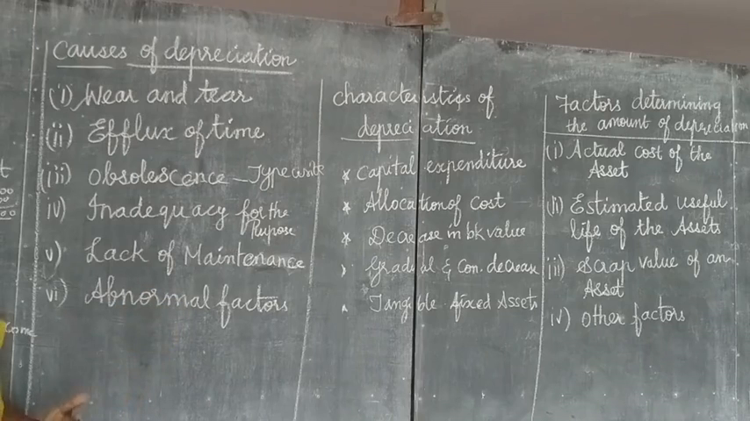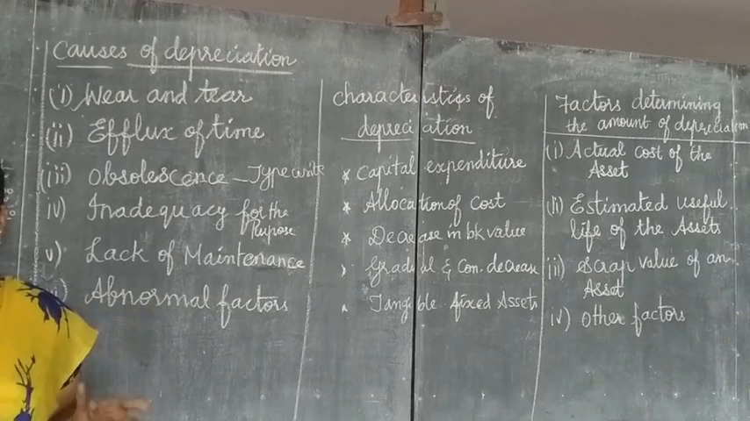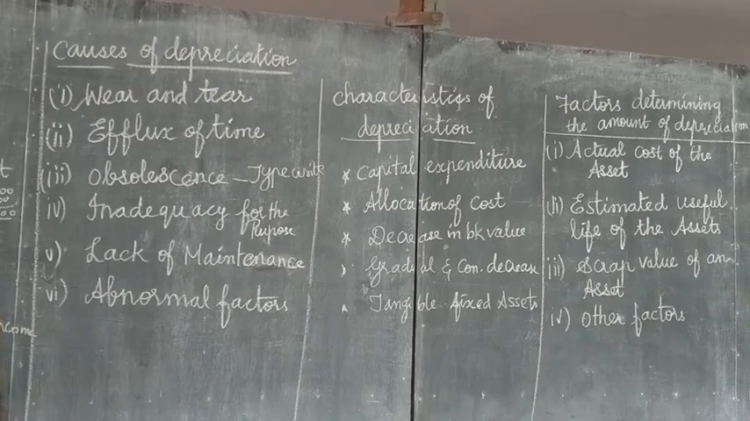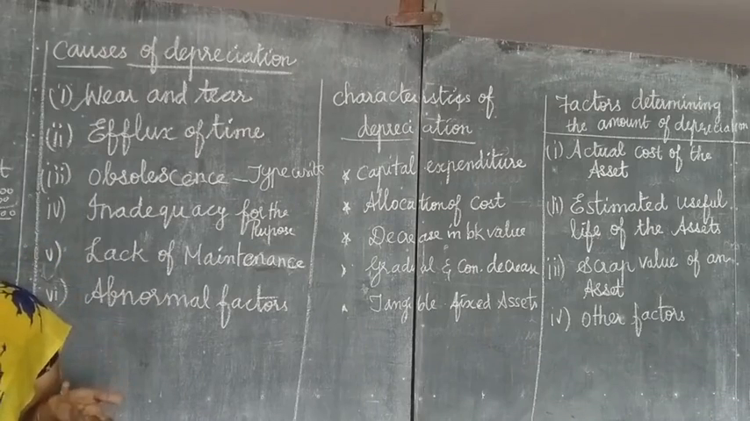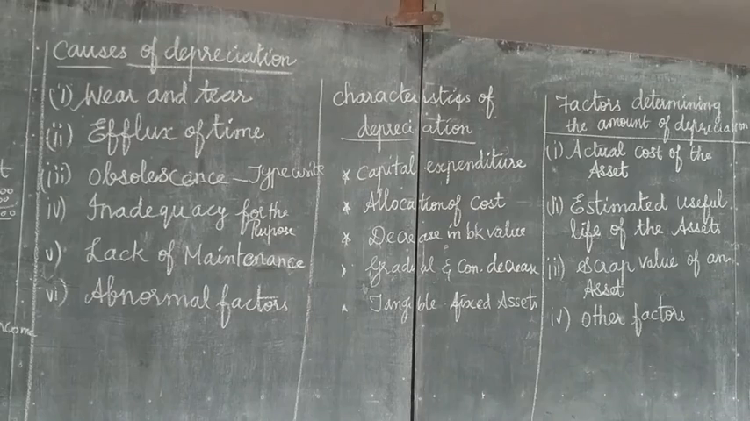Then lack of maintenance. You are purchasing machinery, for example a tailoring machine, or a computer, or any electronic item, a laptop. Whatever it may be, if you have purchased it, you should use it. You have to maintain it. If you are not maintaining the asset, the machine will get spoiled. That is also one of the reasons for depreciation. If we do not use it in a proper manner, we can't get a good result. It will depreciate. A good maintenance will naturally increase the life of the asset. When there is no proper maintenance, there is a possibility of more depreciation.